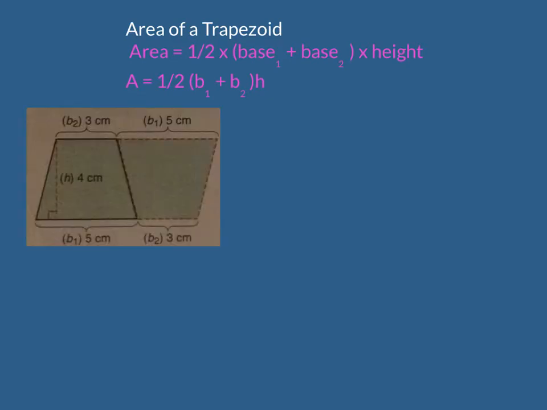So we see here with this trapezoid that two congruent trapezoids fit together and make a parallelogram. So we can see that the original trapezoid has two bases: the lower base, which is b1, and then the upper base, which is b2. The height is the perpendicular line segment connecting the two parallel bases right here.